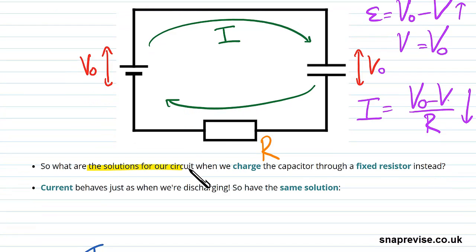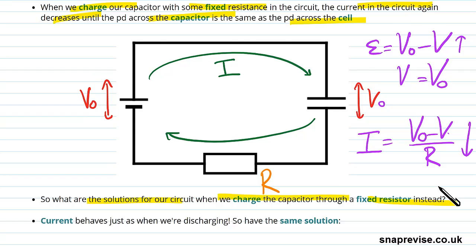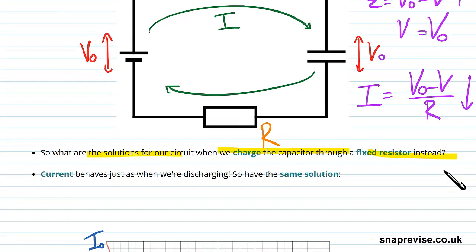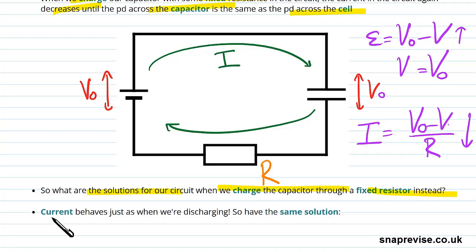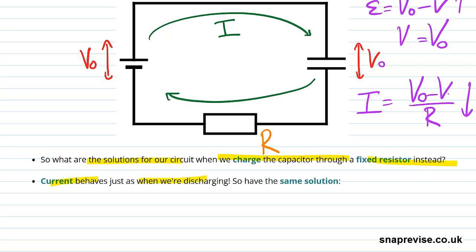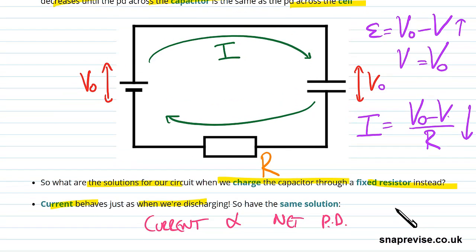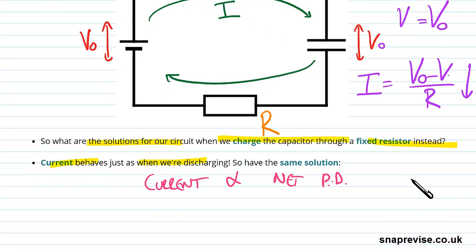So when we do that, what are the solutions for our circuit when we charge the capacitor through a fixed resistor? So what are the actual solutions? Well, if you think about it, the current behaves exactly as when we're discharging. Why is that? Well, the current only depends on the difference between the potential difference across this cell and the potential difference across this capacitor. So the current is just proportional to the net potential difference. But remember, originally this V is 0, and then our net potential difference is just V0, and eventually the potential difference across this capacitor becomes V0, and so our net potential difference is 0. Therefore, the net potential difference starts at V0.